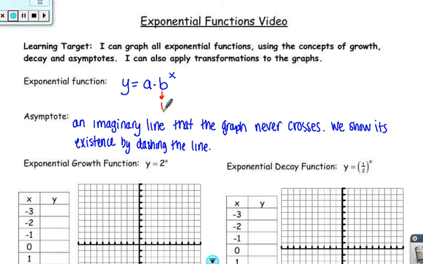The b is your base. The x will always be an exponent. So when you're writing these equations, you will always have an x there. So like y equals 5 to the x.